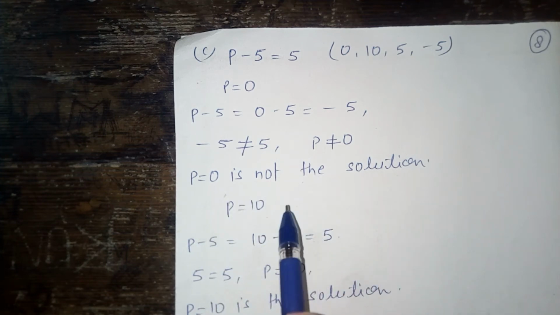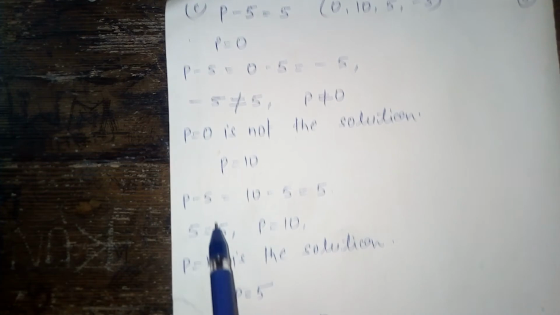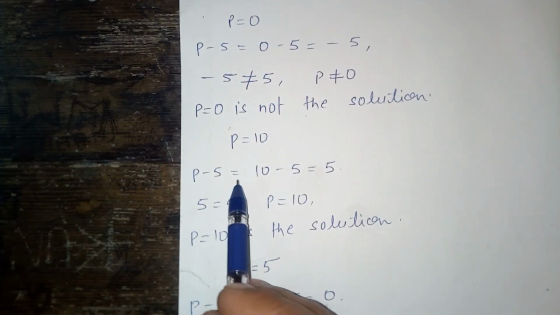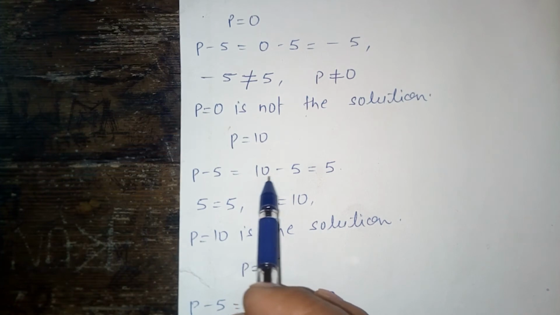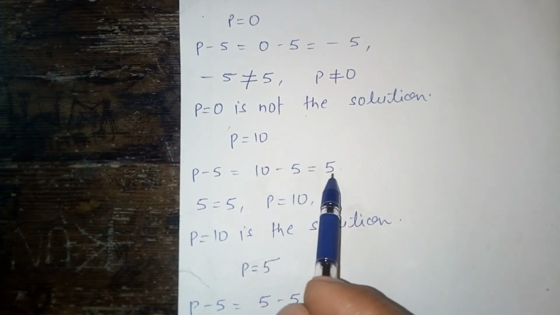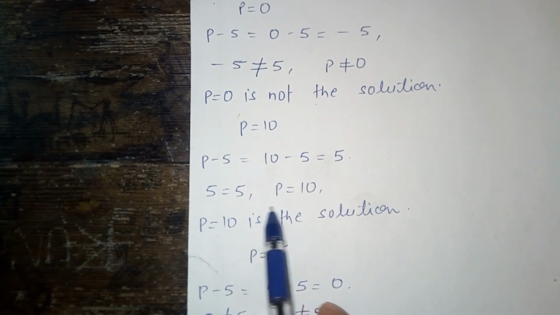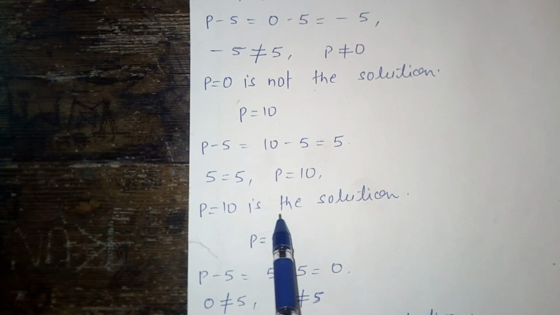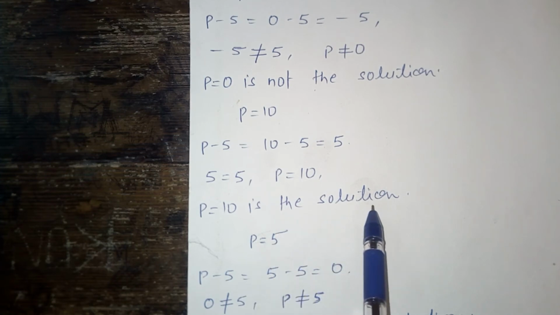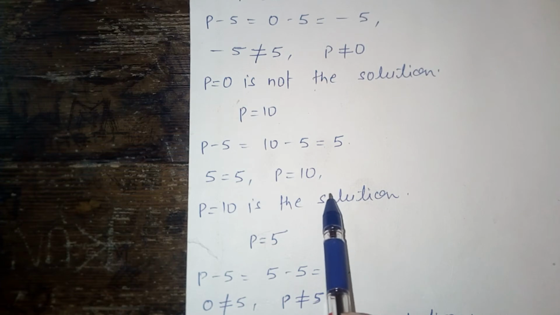Again, your next value for p is 10. So p is equal to 10. P minus 5 is equal to, in place of p we will write 10. 10 minus 5 will give you 5, and 5 is equal to 5. So p is equal to 10 is the solution of the given equation.